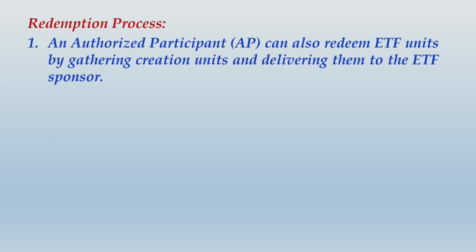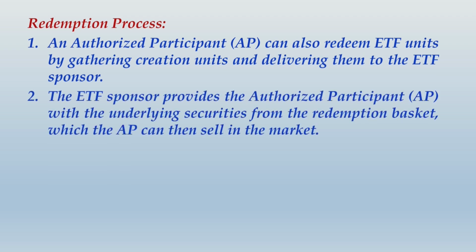We talk about the redemption process now. An authorized participant, or AP, can also redeem ETF units by gathering creation units and delivering them to the ETF sponsor. The ETF sponsor provides the authorized participant with the underlying securities from the redemption basket, which the AP can then sell in the market. Let us take an example. Now this is going to be an opposite scenario.